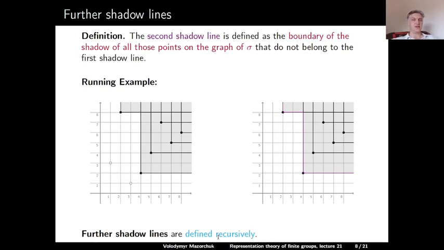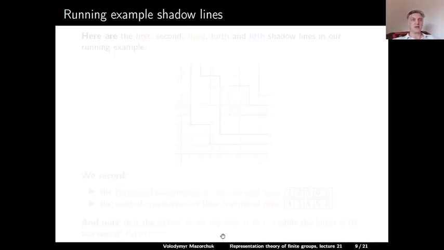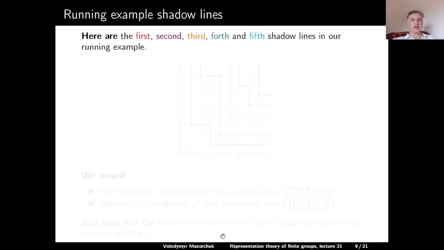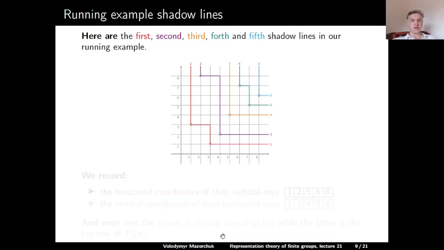So to define the third shadow line, we take away points on the first and the second shadow lines, take the shadow of what is left, and the boundary is the third shadow line, and so on. So in particular, in our running example, we will have 5 shadow lines, which can be seen at this picture.